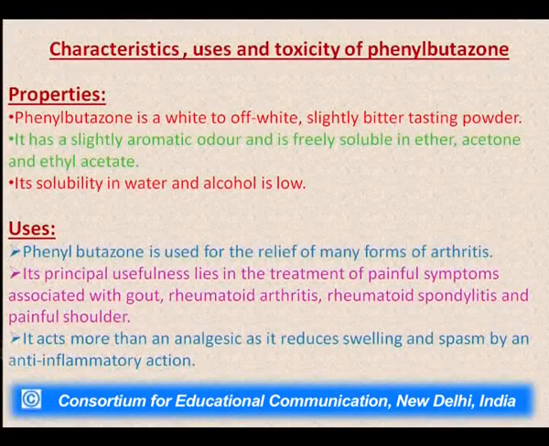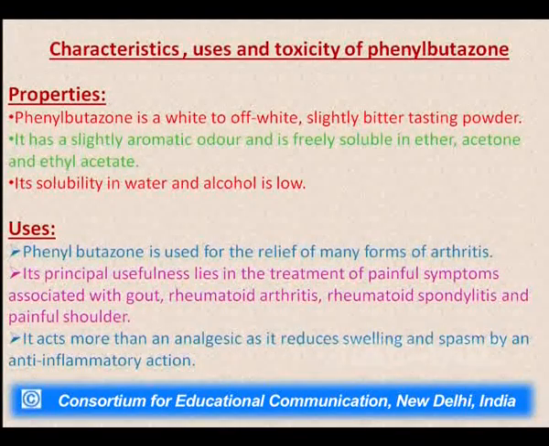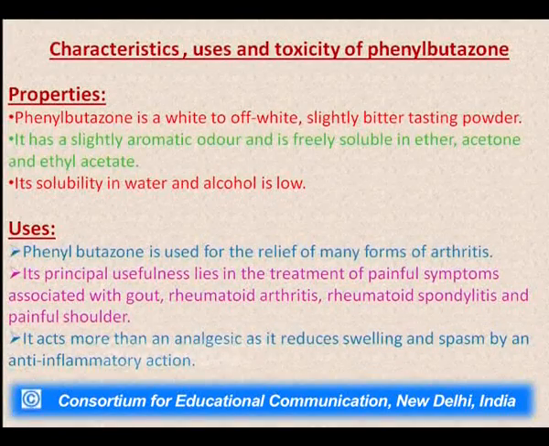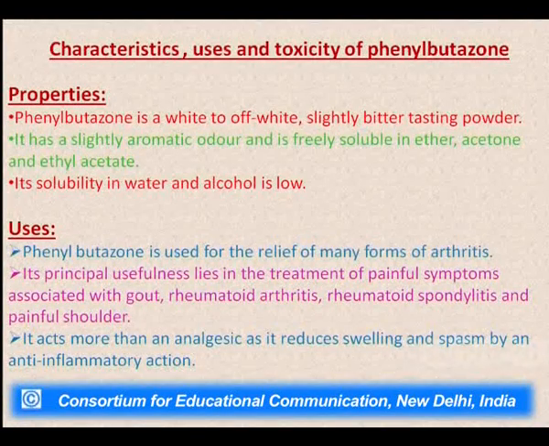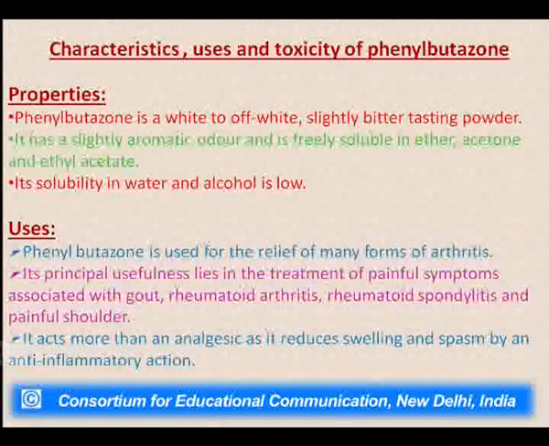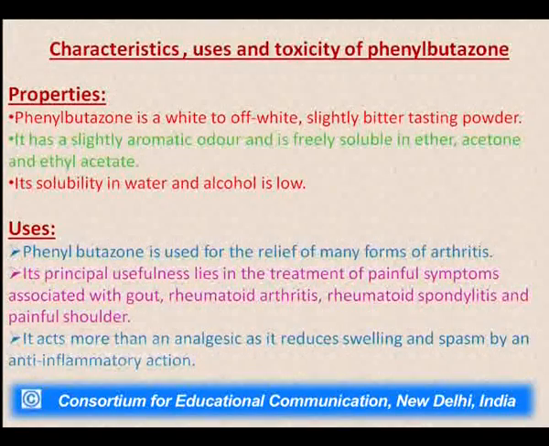Then come the characteristics, uses and toxicity of this antipyretic drug phenylbutazone. Phenylbutazone is a white to off-white, slightly bitter tasting powder. It has a slightly aromatic odor and is freely soluble in ether, acetone and ethyl acetate. Its solubility in water and alcohol is less.